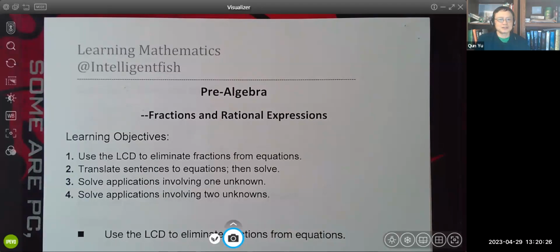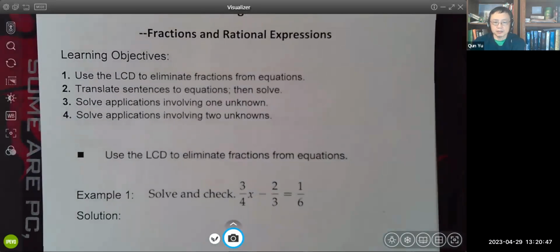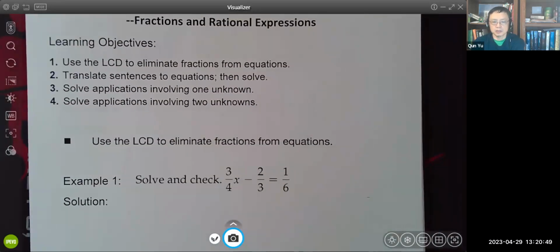Hi everyone. In this video, we are going to solve equations involving fractions, including some application problems. So we have 4 learning objectives. Let's go through these learning objectives one by one. So first, we are going to solve equations with fractions in them.